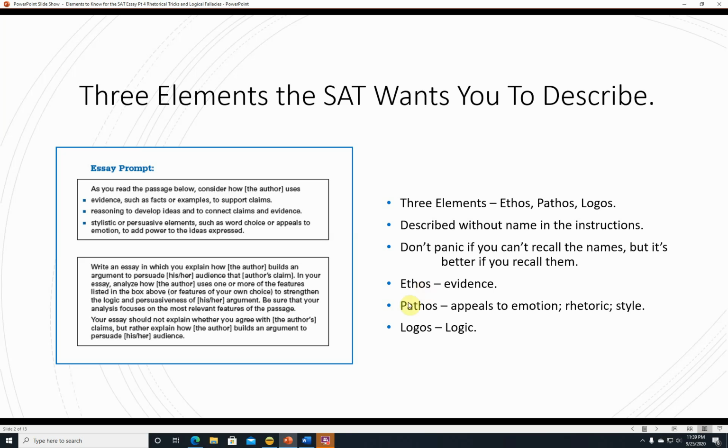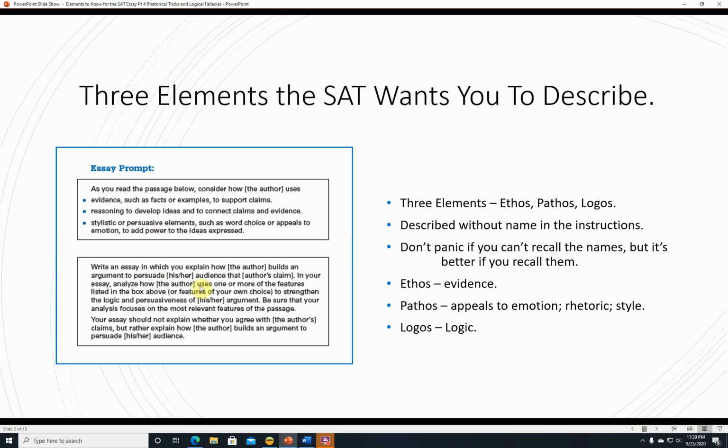So if somebody doesn't know what pathos is, they might say, oh, pathos must be reasoning because that's the second one, and logos must be style and persuasion because that's the third one. No, logos is logic, which is reasoning. Pathos is stylistic or persuasive elements to add power to the ideas expressed.